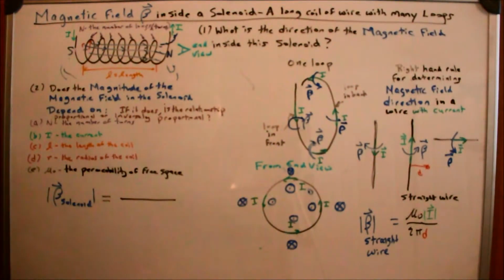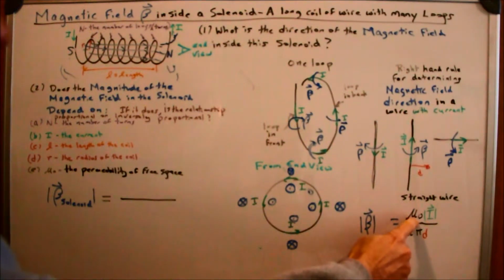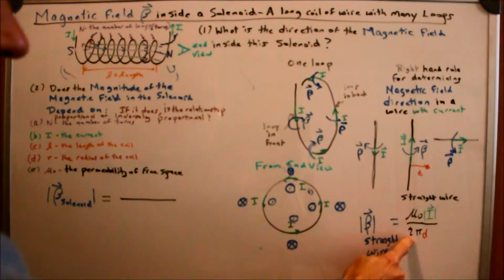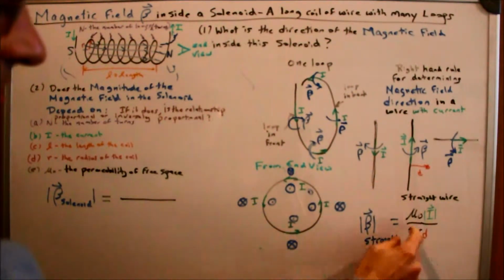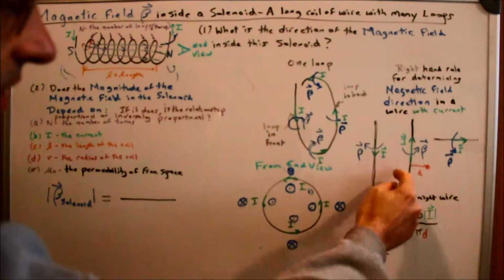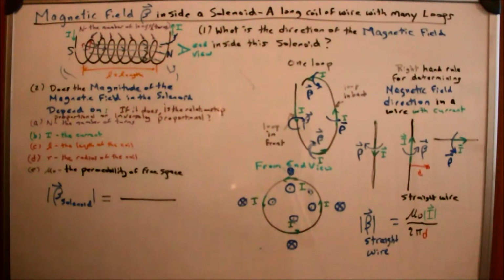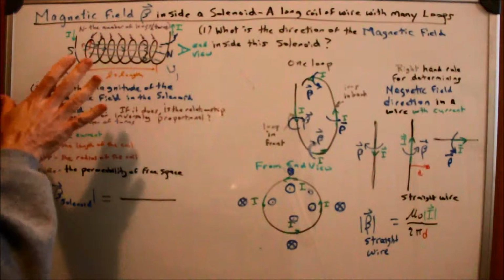So now let's think about magnitude. First of all, we'll think about the magnitude of the magnetic field around a straight section of wire. That depends on the permeability of free space divided by 2 pi times the magnitude of the current going through it, and then the distance. So the farther away I get from that wire, the less strong the magnetic field is. We'll keep that in mind, but now we'll just think about this case.